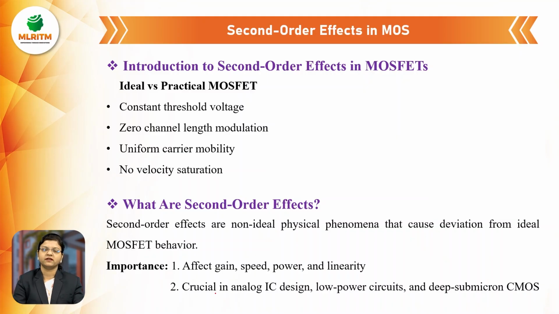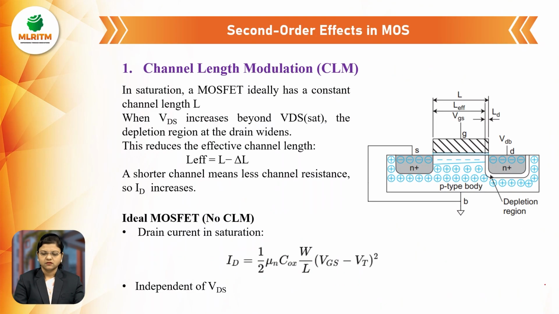Whenever we want to design analog ICs or low power circuits, these effects are very crucial, and they are crucial even in deep submicron CMOS technology. In this lecture, we are going to discuss four second order effects in the MOSFET. The first effect we are going to discuss is channel length modulation, or CLM in short.